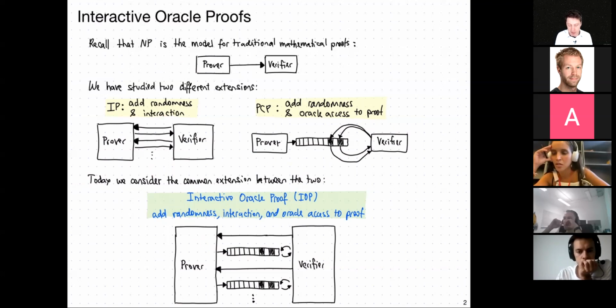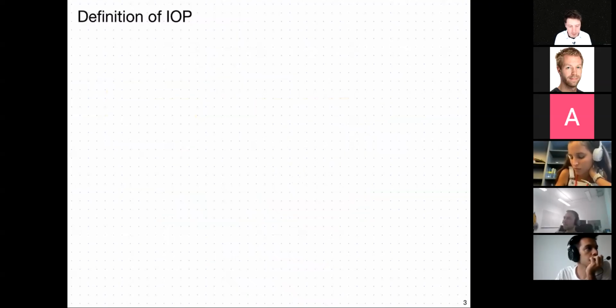Any questions? We'll define this model slightly more precisely in the next slide, but is it clear how we have these orthogonal extensions and an IOP simultaneously extends the notion of an IP and a PCP? Hopefully that makes sense. All right. So no questions. So let's move on.